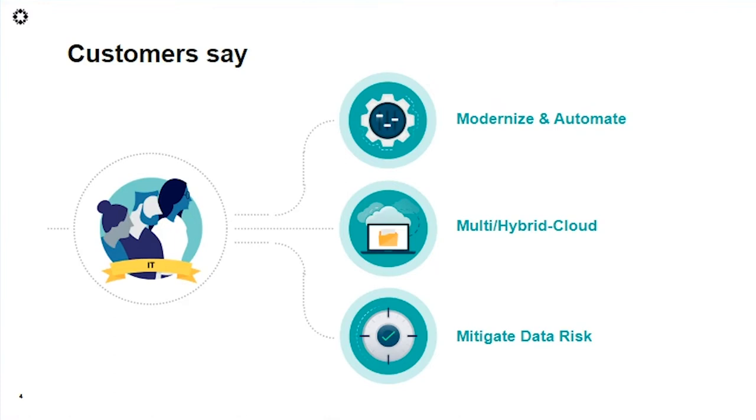There's also, like I mentioned, ransomware and other risks out there, including insider threats. So we have to make sure that we can mitigate that data risk and build that defense in depth strategy that allows you to try to prevent things up front, but also be able to recover on the back end should the worst happen.